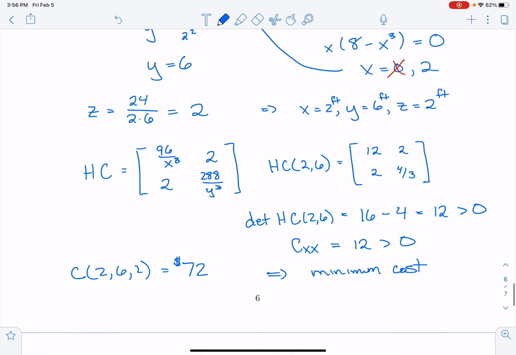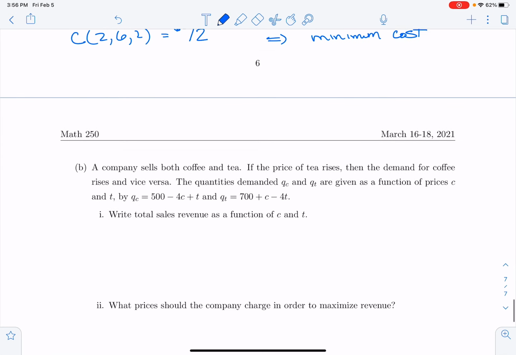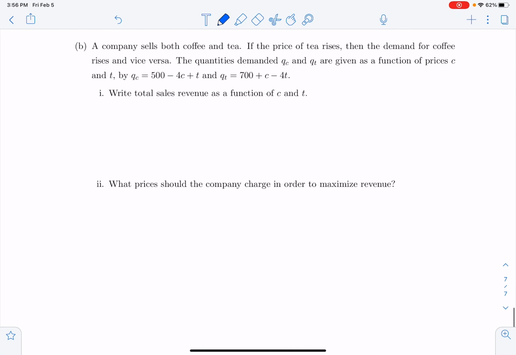Okay, let's move on to our second example. Our second example of an optimization problem says a company sells both coffee and tea. If the price of tea rises, then the demand for coffee rises, and vice versa. The quantities demanded, Q sub C and Q sub T, are given as functions of prices of C and T. So I have the quantity demanded of coffee is 500 minus 4C plus T, and the quantity demanded of T is 700 plus C minus 4T.